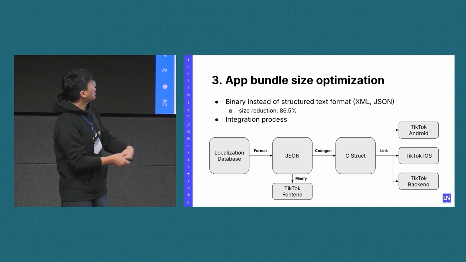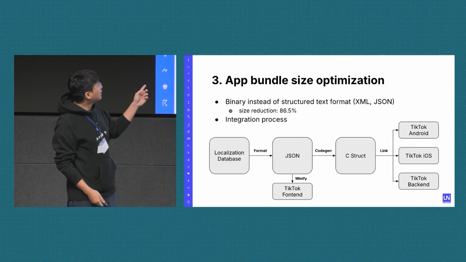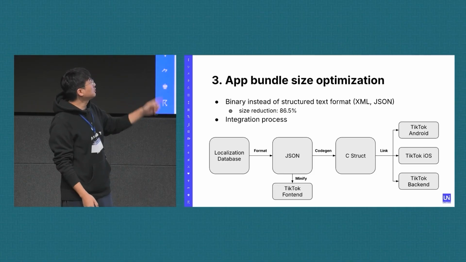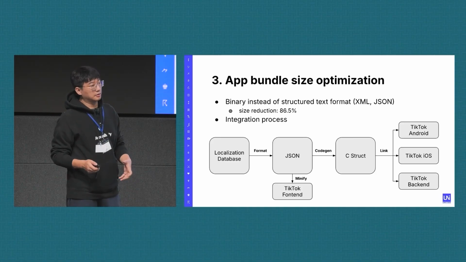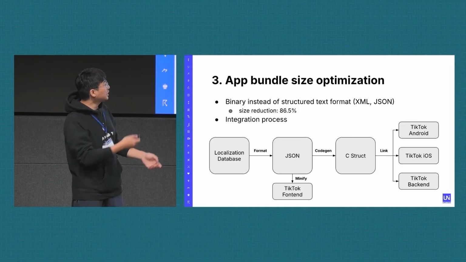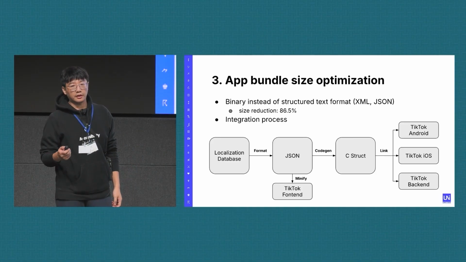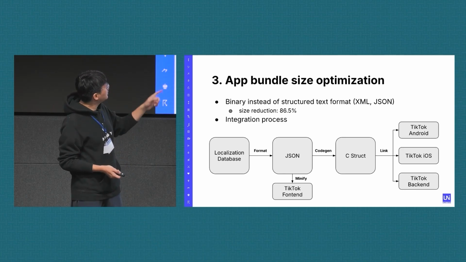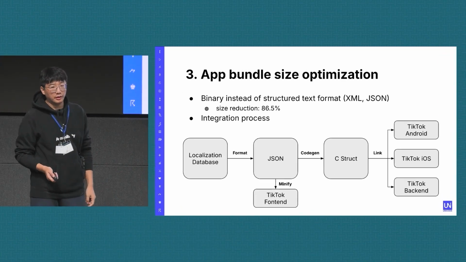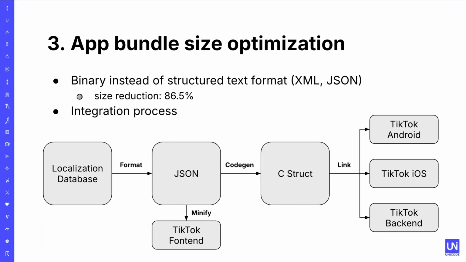Why we do this is that we found it helps save a lot of binary size, because if you directly use JSON or XML, it will be pretty big. If we do it this way, we get a size reduction of about 86.5%, which is pretty large. Yeah. And cool.